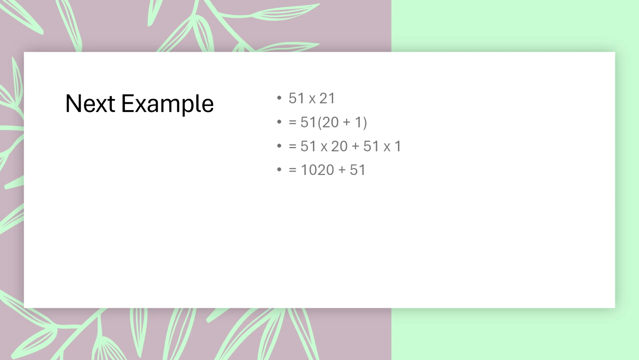And so 51 times 20 is equal to 1020, and then 51 times 1 is equal to 51. So you get 1020 plus 51, and that is 1071.